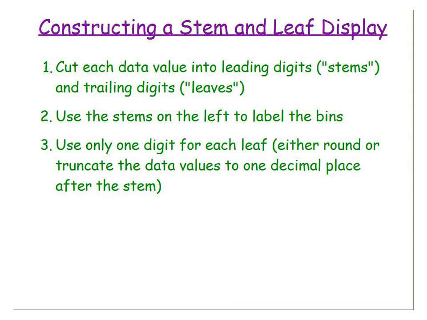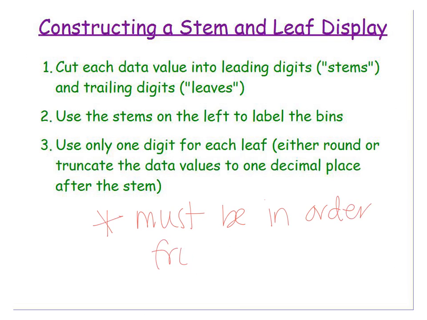Cut each data value into its leading digits, which again are your stems, and the trailing digits, which are your leaves. The stems always go on the left. As I just got through saying, use only one digit for each leaf. You can either round or truncate, that means cut off the data values to one decimal place. And one important thing, they must be in order from low to high. If they're not in order, you can't really graph it accurately.